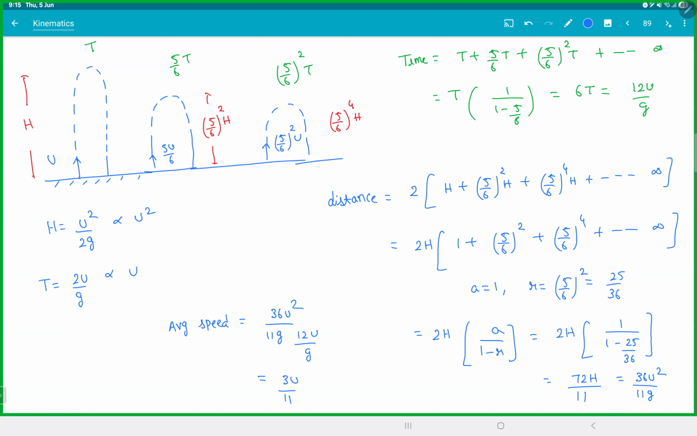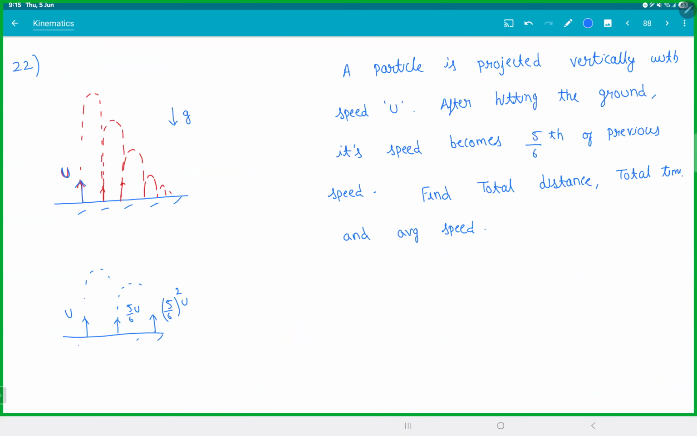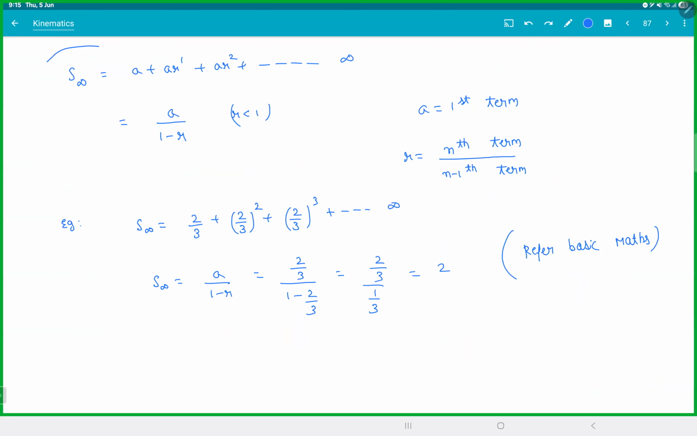Right, Aditi, you got the time part. 6u² by g, the distance part, that you goofed up. Have a look at this. So this is how your infinite GP comes. When we did it in the beginning, I told you, right? It is just a tool. So you should know this formula. In physics this comes a lot: a by 1 minus r. In maths, they will teach you progressions and everything.